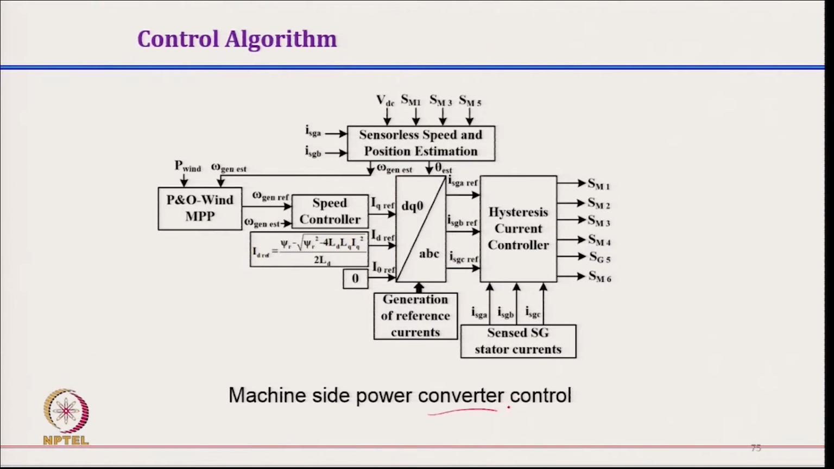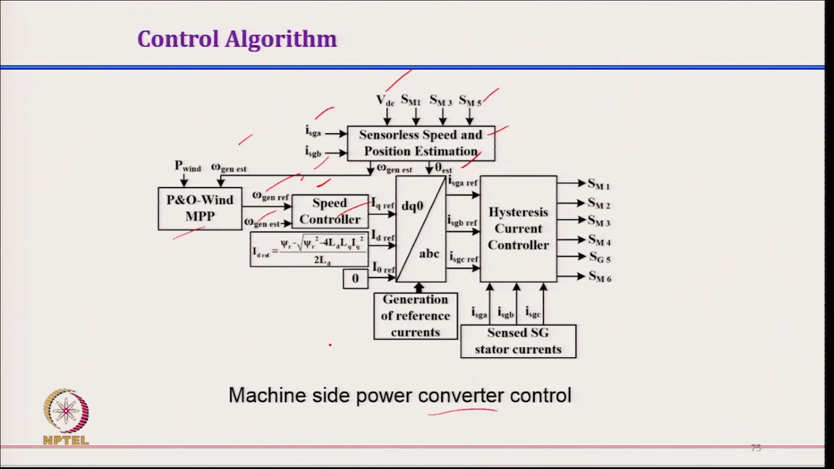By sensing the DC link and two generator currents, we are able to estimate the speed and position from the switching. With the position and speed estimated, we get the perturb and observe maximum power tracking algorithm, which gives the wind speed, where typically this is the estimated speed.